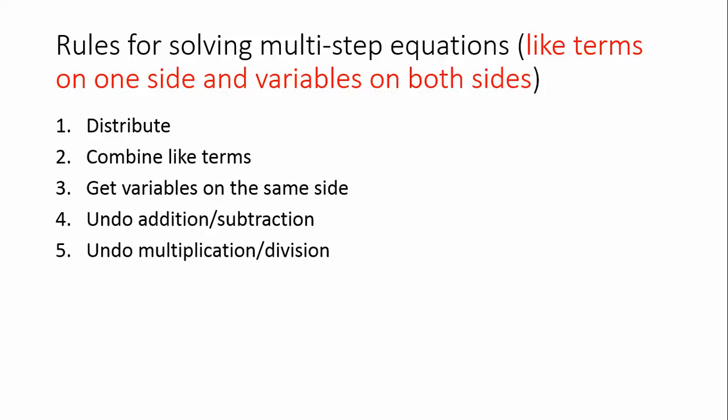So now it's our final set of rules. Multi-step equations, as complicated as it gets. Distributive property, like terms, variables on both sides, all kinds of things. This is the order that we want to follow. First we want to distribute, then combine like terms. Then get your variable on the same side if it's not already. Finally, when it's then a two-step equation, we undo addition and subtraction and undo multiplication and division.